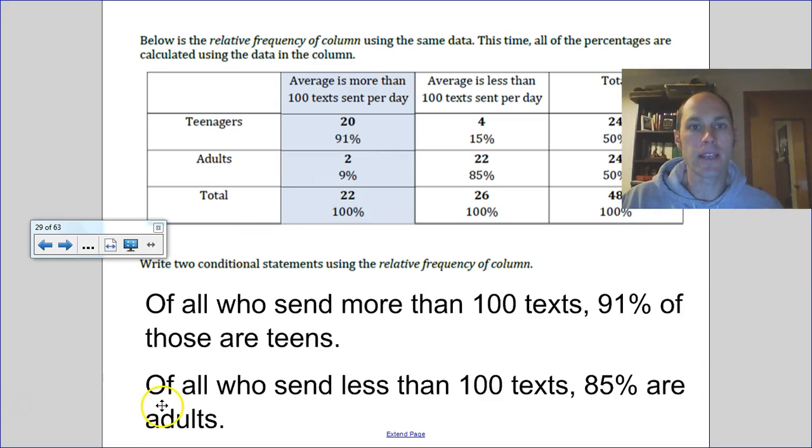So when we compare that data based off of how many texts are sent, of all who send more than 100 texts per day, 91% of those are teens. And of all who send less than 100 texts per day, 85% of those are adults. So it becomes pretty evident that the teenagers are sending more than 100 texts per day, and that's very common. And it's very common for the adults to be less than 100 texts per day.